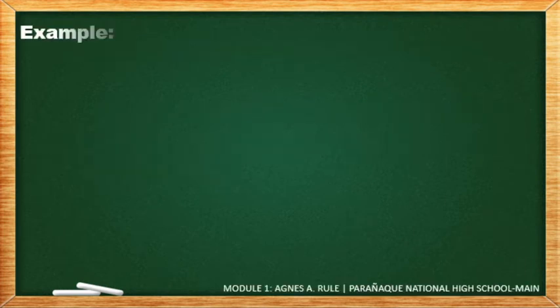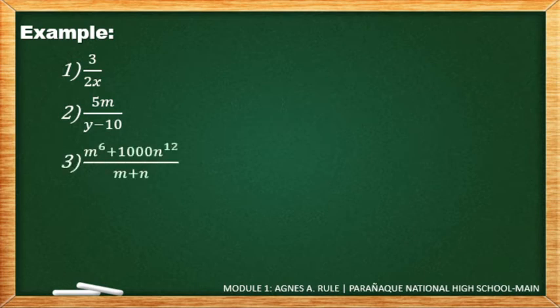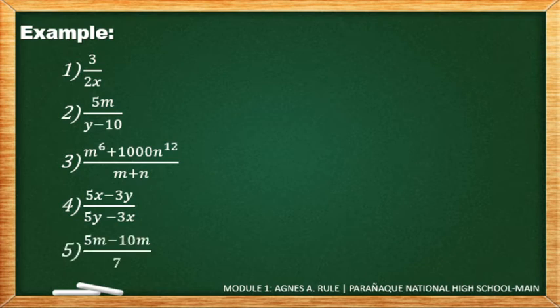Now, these are the examples of rational algebraic expressions. Number 1, 3 over 2x. Number 2, 5m over y minus 10. Number 3, m raised to 6 plus 1000 n raised to 12 all over m plus n. Number 4, 5x minus 3y all over 5y minus 3x. And the last one, 5m minus 10m all over 7, or negative 5m over 7 if we simplify.